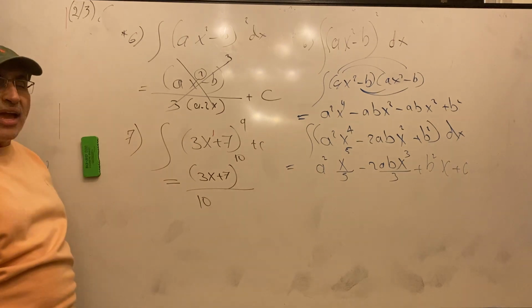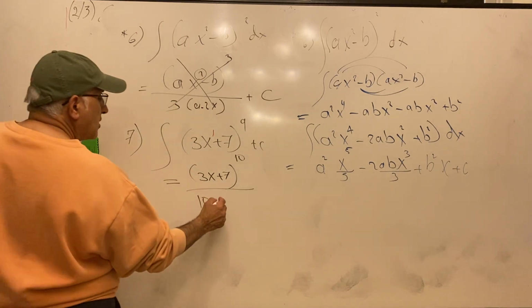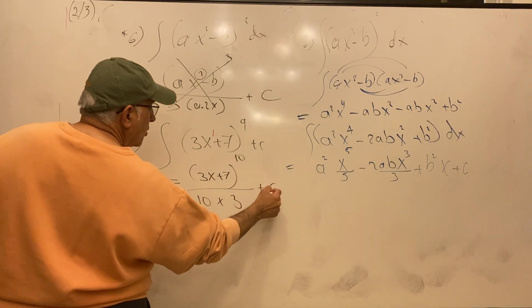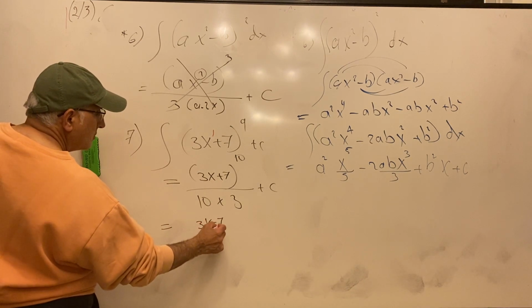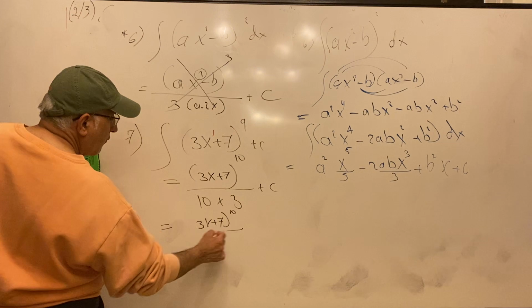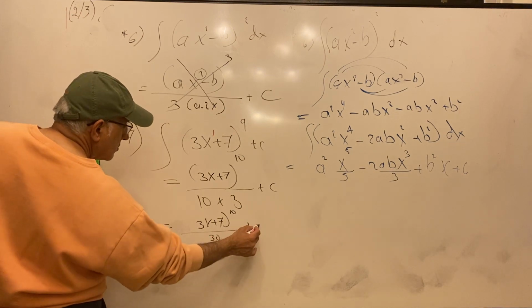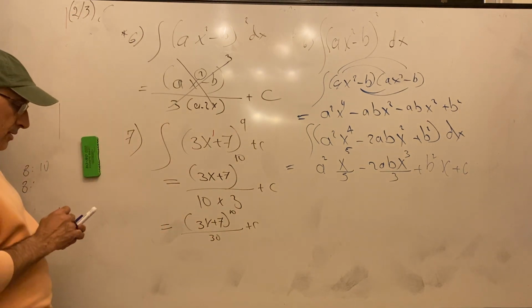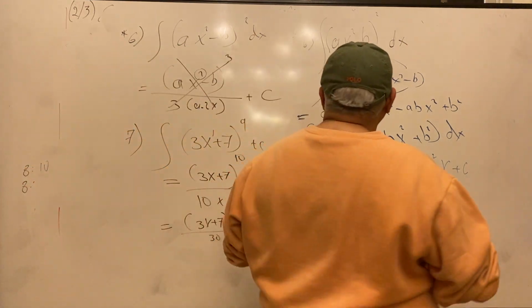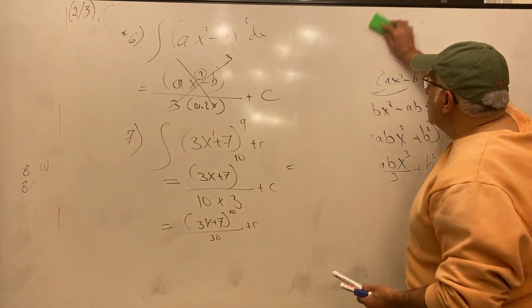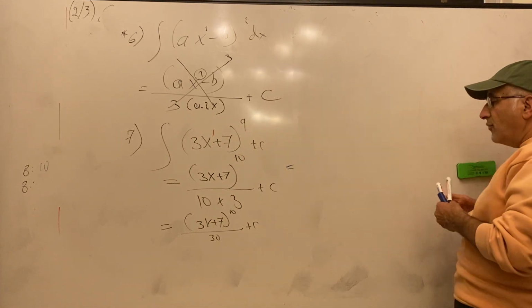And what is the derivative of the inside? 3x is a 3. So now you can simply say 3x plus 7 to the power 10 over 30. All right? So remember, you don't have to expand this 10 times. Even if you see a question with to the power 3, you don't have to expand it.